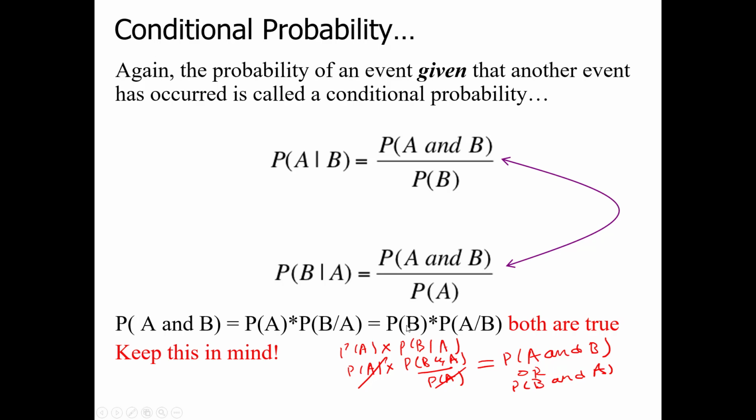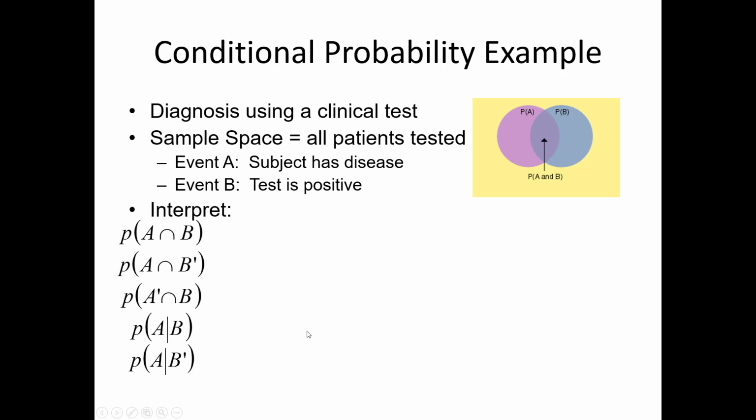Okay, conditional probability. I just want to throw some more light on conditional probability. You need to understand what conditional probability is. For example, diagnosis using a clinical test. This is our sample space. Sample space you already know, a complete set of all possible outcomes. In this case the sample space is all patients tested. This is my sample space.